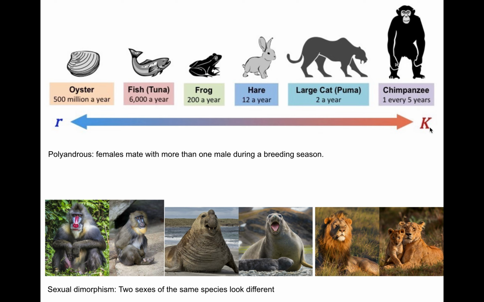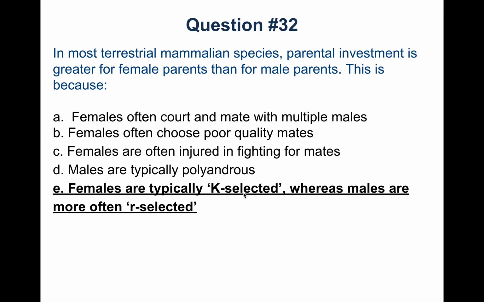With K-selected organisms, they typically have a low number of offspring and they put a lot of investment, time, and energy into raising the offspring. Whereas the R-selected will have tons of different offspring and don't really put a lot of time and effort and energy into raising the offspring. So this is kind of typical of what you see with females versus males.